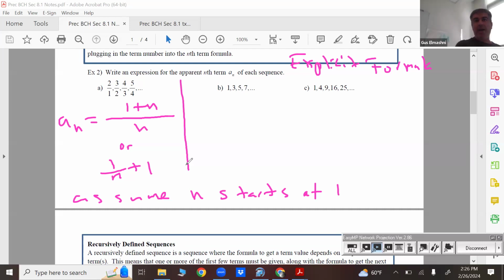If you're doing BC Calculus right now, they're doing a lot of sequences and series and looking at convergence. So we need to start thinking like that in some ways. But for now, we're just understanding what a sequence says.